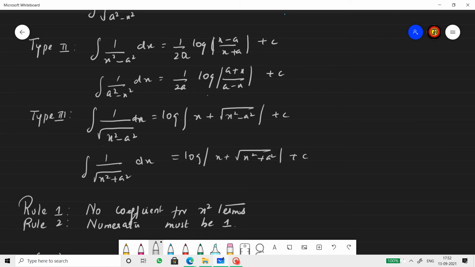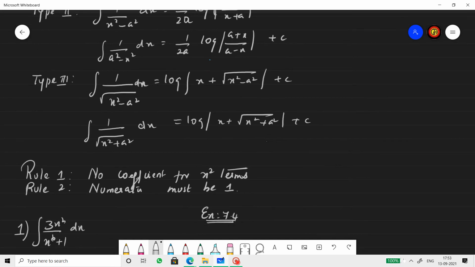Type 3, 1 by root over x square minus a square, and 1 by root over x square plus a square. Here, if it's x square minus a square, it's log of mod of x plus root over x square minus a square, because it's x square minus a square here. If it's x square plus a square, log mod x plus root over x square plus a square. So this way the 6 formulas we separate as 3 types.